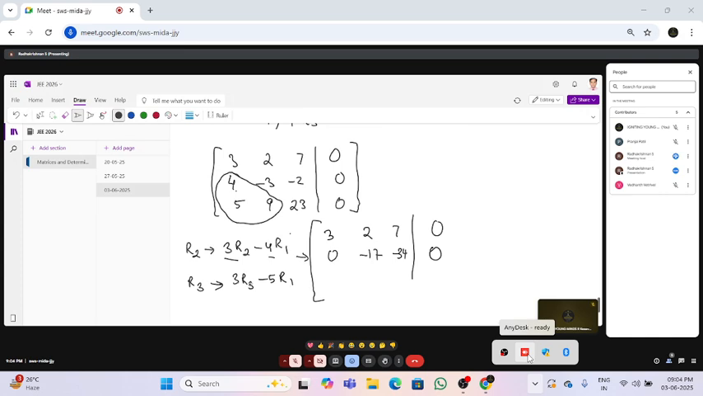And here R3, 3 into 5 minus 5 into 3, that is 0. 3 into 9, 27, minus 5 into 2, 10, so it's plus 17. So 3 into 23, 69, minus 5 into 7, 35. 69 minus 35 is 34.